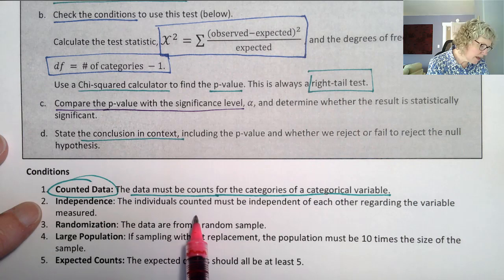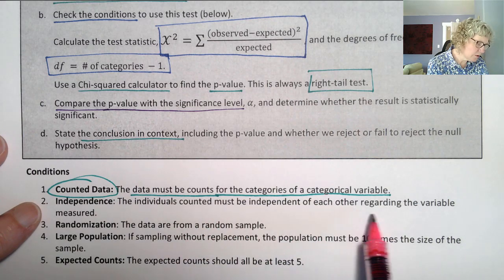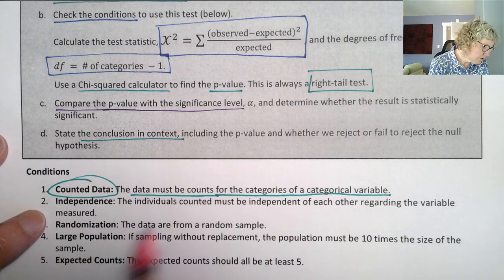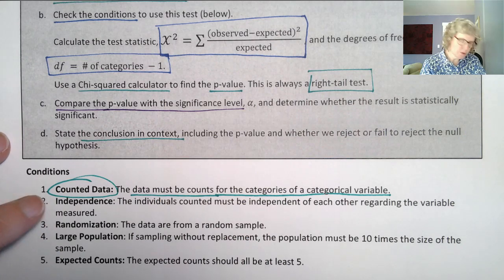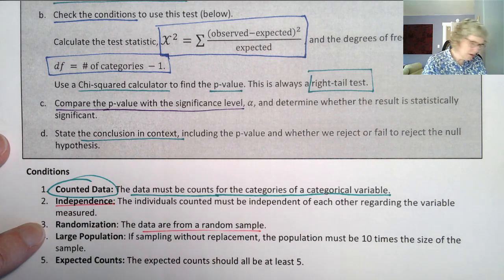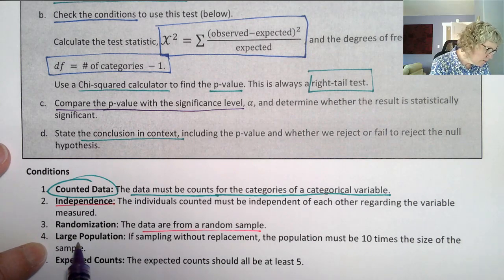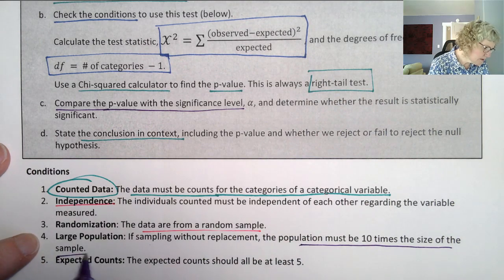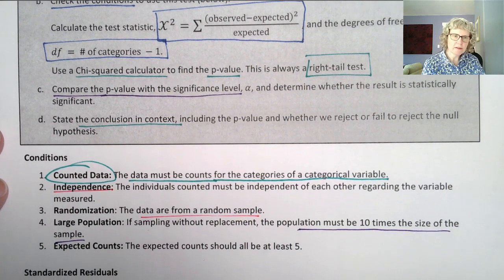Independence. The individuals counted must be independent of each other regarding the variable measured, so that is very similar to what you're used to. Randomization: we have the data from a random sample, also very close to what you're used to. Large population: if sampling without replacement, the population must be 10 times the size of the sample. You're also used to that.